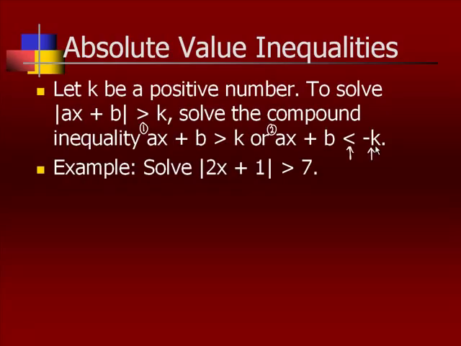So, the absolute value of 2x plus 1 is greater than 7. Think about it. Because it's greater than 7, the distance will be more than 7 in both directions. So, we've got 2x plus 1 is greater than 7, or 2x plus 1 is less than negative 7. Now, at this point, we don't use the bars anymore. That's what the two cases do. So minus 1 minus 1, we get 2x is greater than 6, or x is greater than 3. The other side, we get 2x is less than negative 8, or x is less than negative 4.